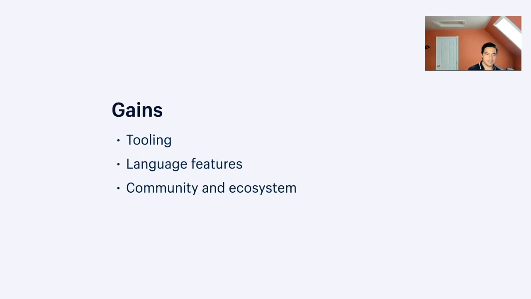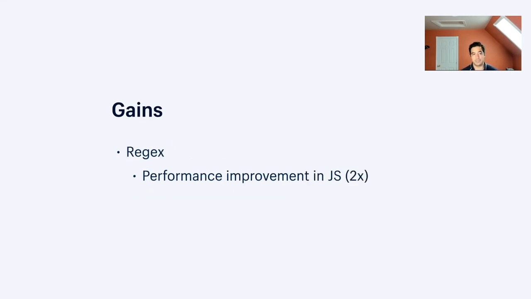Now, not everything is bad. We also had gains, and mainly those gains were around tooling and language features. Now we can access all the most recent features of TypeScript or JavaScript, and we have a huge community and ecosystem from the JavaScript and TypeScript world. So this is important, and also, not surprisingly, we had some gains in terms of performance too. It's important to note that JavaScript's regex implementation was almost twice as fast as the one that is currently written in AssemblyScript.